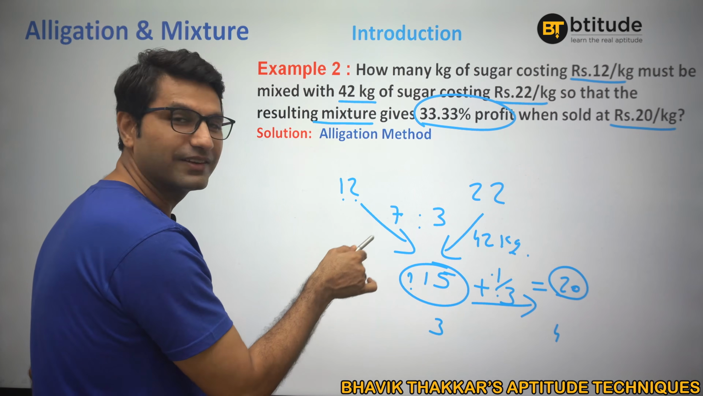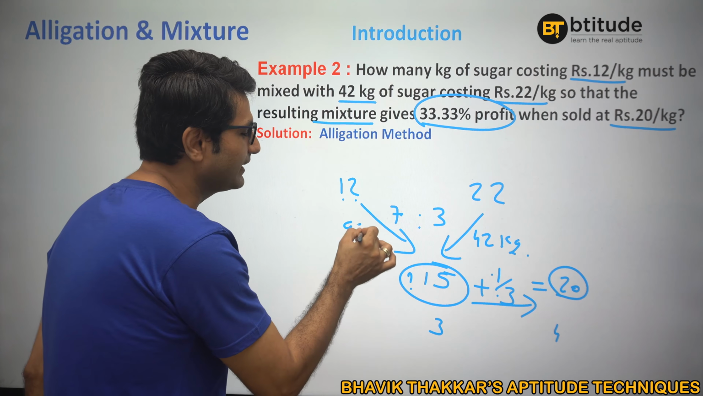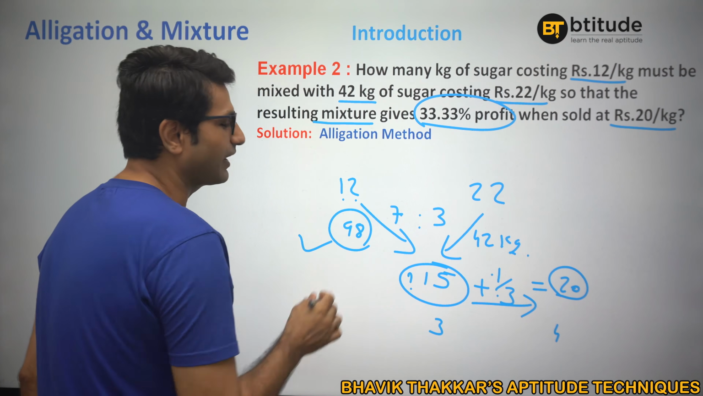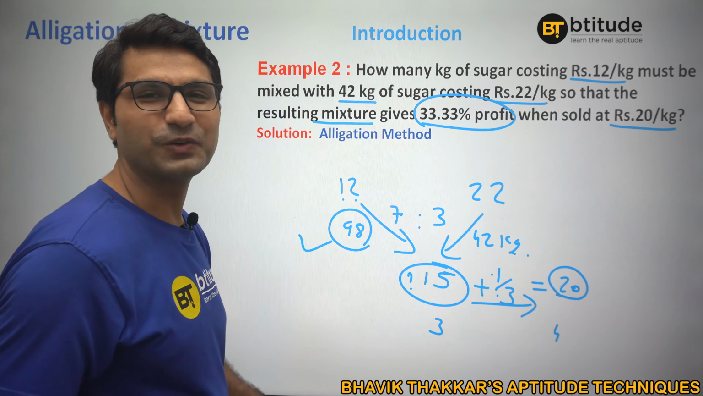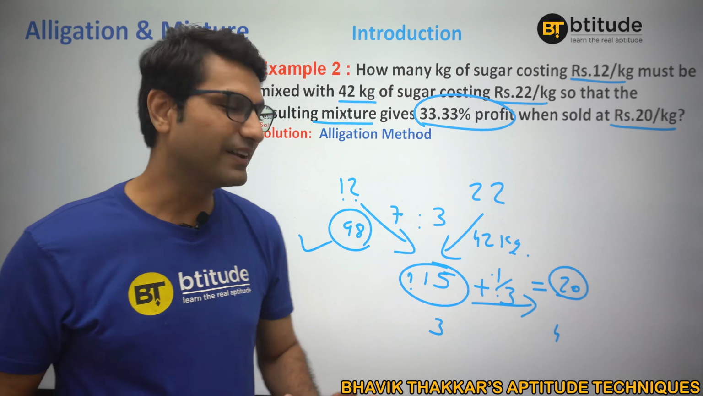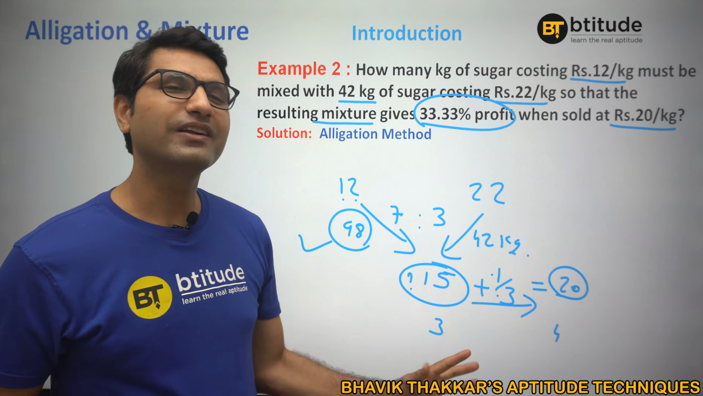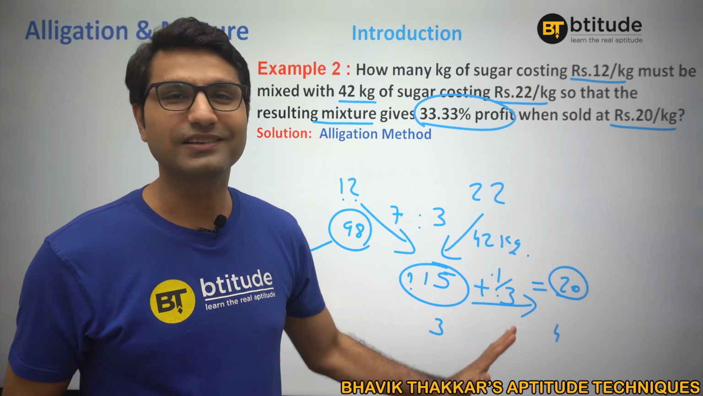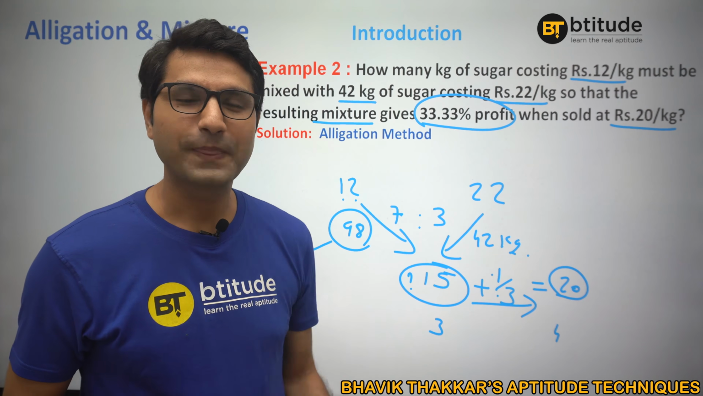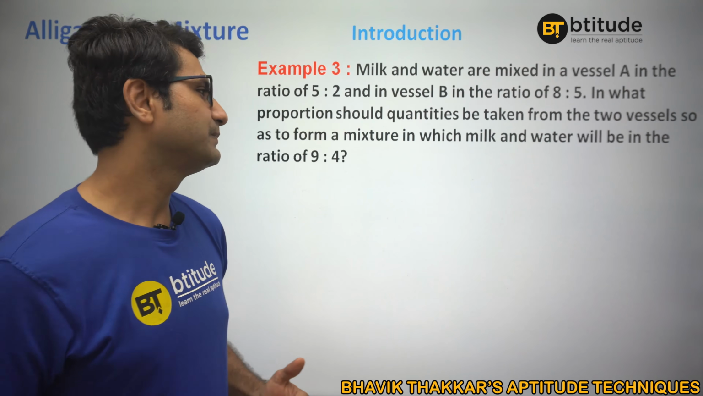So what will be the 7? 7 into 14, 98 kg. That's your answer. How many kg of 12 rupees per kg? 98 kg. Fine. Simple enough. So again, if you understand your parameters well, it's a cakewalk, nothing difficult. Fair enough. Let's move to the next one.